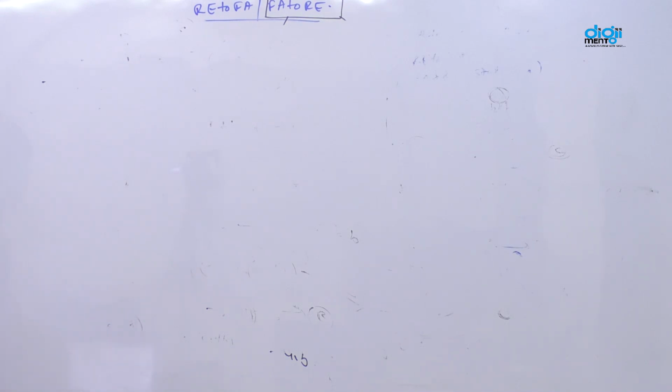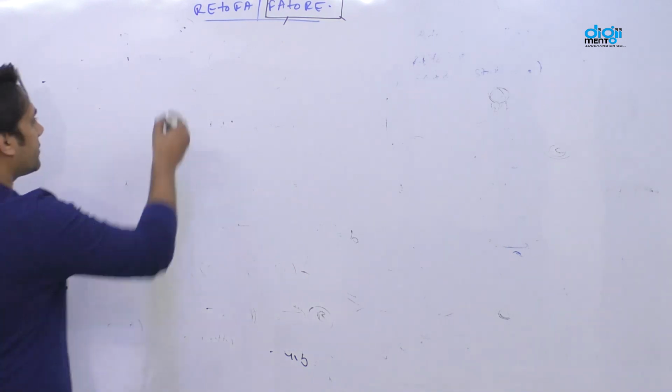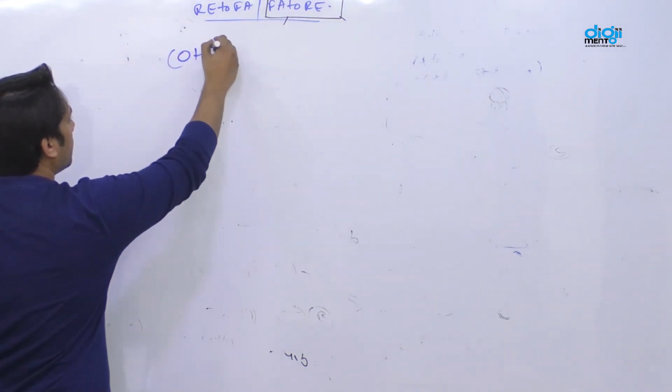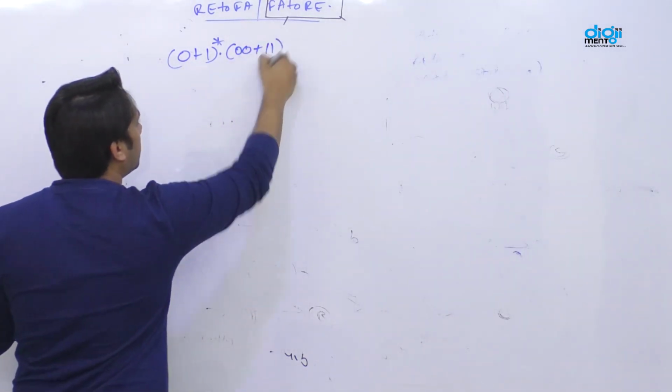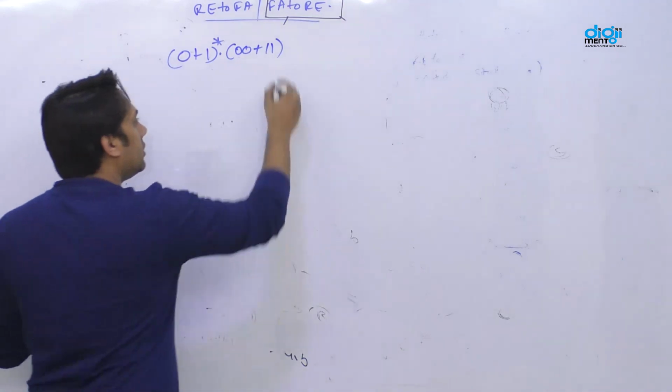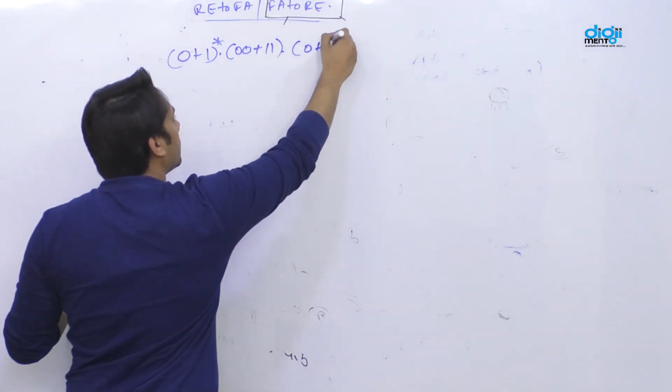So I got an example here from KLP Mishra. Let me open it up. Page number 170. I've got an example, but again I lost it. Let me find it again. Yeah. So this is the example. We have this expression which is (0+1)* . We have (0+1)* 0 0 + 1 1 . (0+1)*.